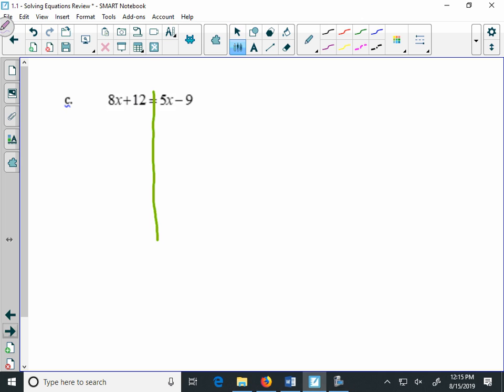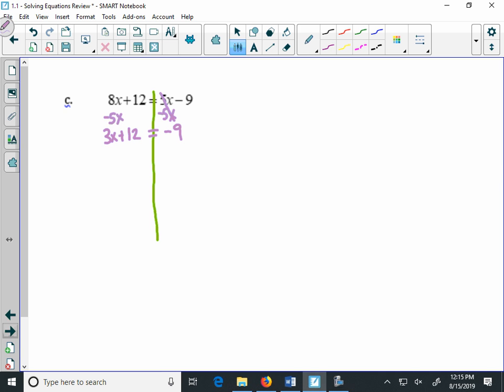All right. What moves first? That 5x. Why the 5x? Because you want to put the x's together. You want to put the same variables together. The other way. 8 minus 5? 3. 3x plus 12 equals negative 9.